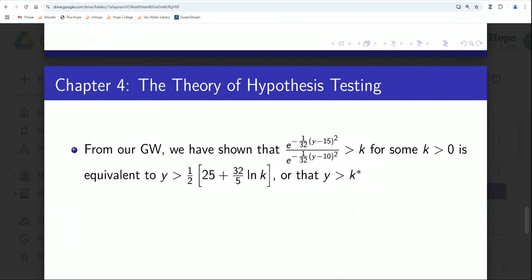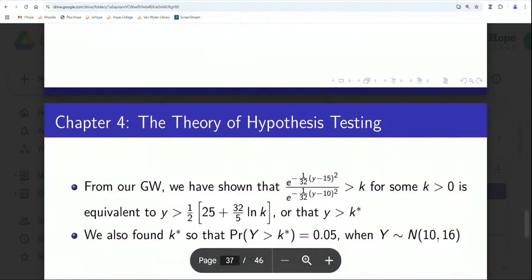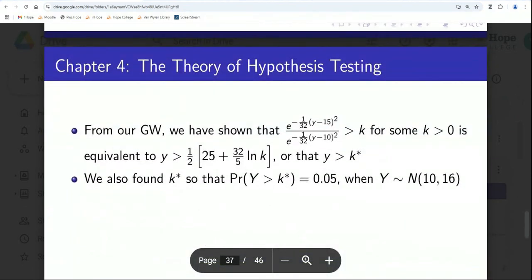I think the biggest disconnect people have with the Neyman-Pearson lemma is they know what this step looks like, but then they don't understand why they always need to convert it. You need to convert it to something for which you can find the type 1 error probability. So this statement can be reduced to saying that y is more than something like that. And so our next job is to find what K star is so that this test has size, or significance level, alpha. And we are choosing our famous 5%. We want our type 1 error to be 5%.